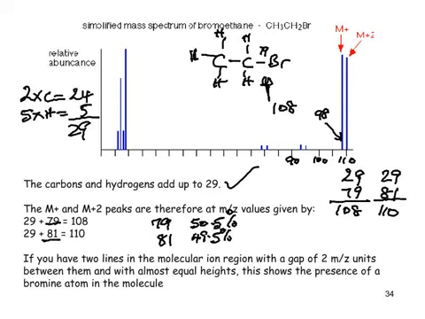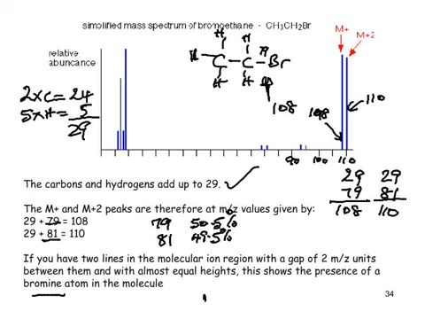Then at M plus 2, sorry, that should be 108, of course. That's 108. And then this one at M plus 2, in other words at 110, represents the bromoethane molecule where it has the heavier bromine isotope instead. Again, pause and read this if you wish.